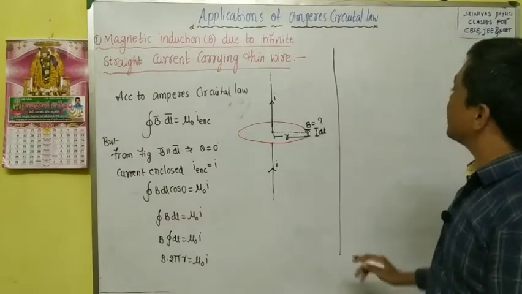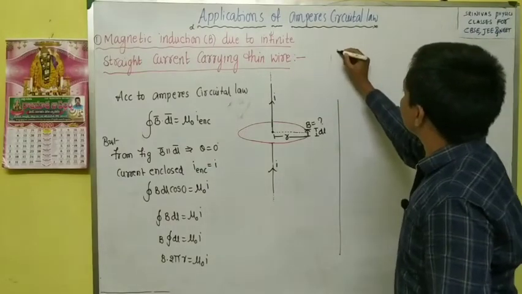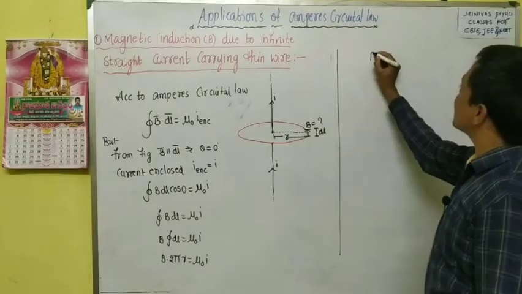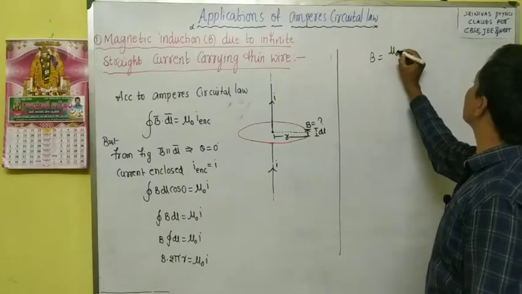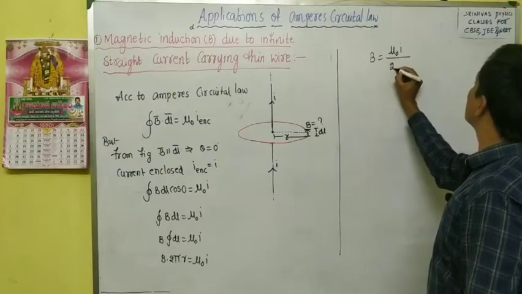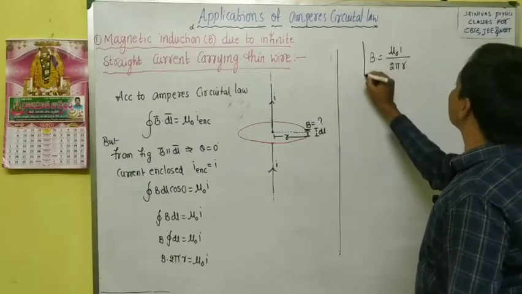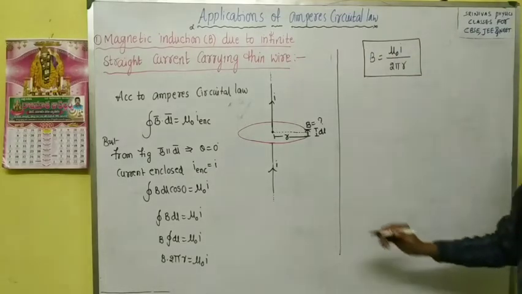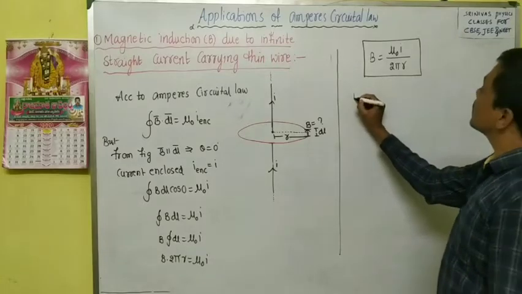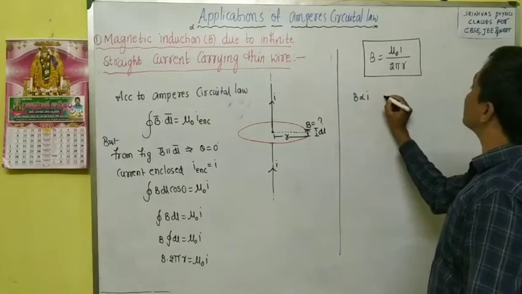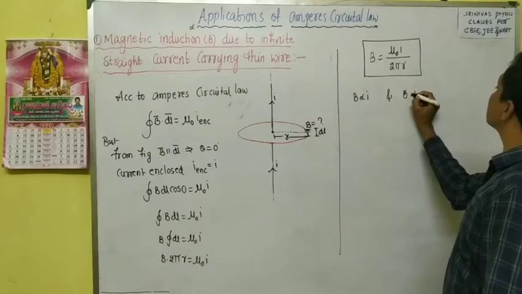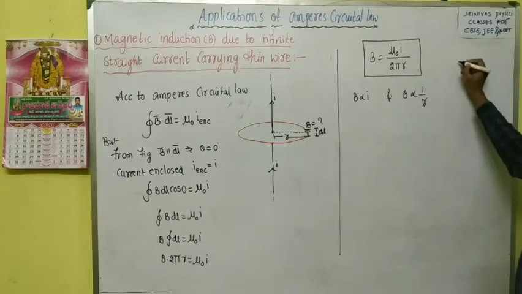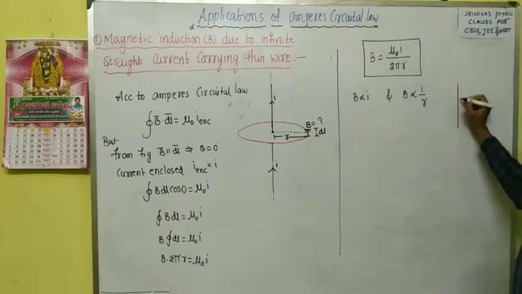From this, it was very simple: B is equal to mu naught I by 2 pi r. The magnetic induction due to an infinite straight current carrying wire depends upon two factors: B is directly proportional to current and B is inversely proportional to the small r. This is a thin current carrying wire.